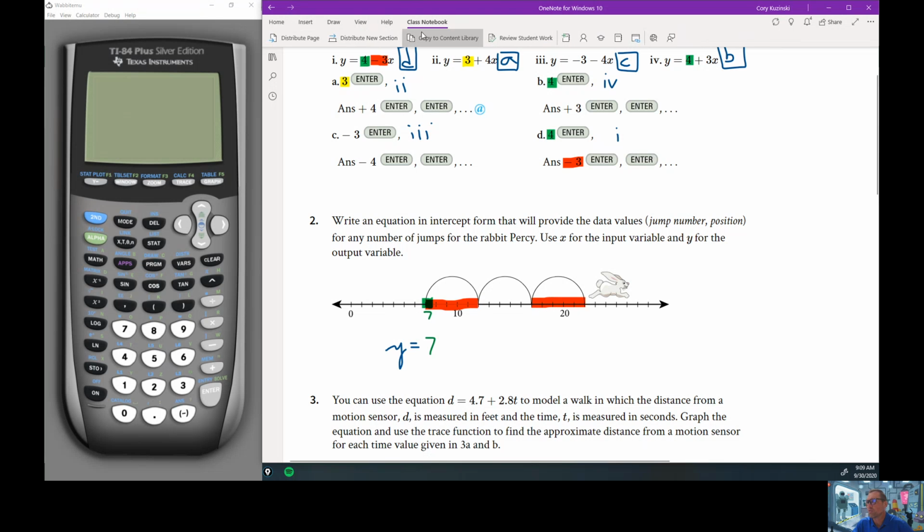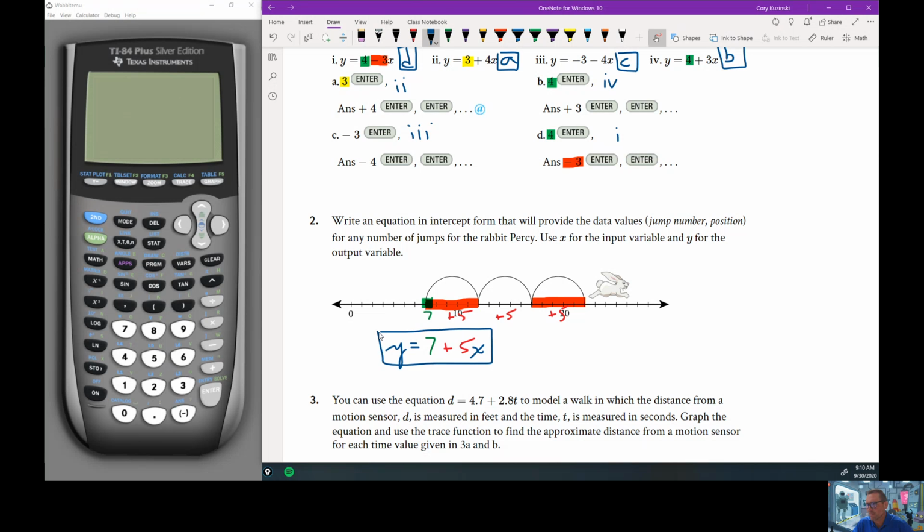And it looks like Percy is jumping 1, 2, 3, 4, 5. So adding 5. Yeah, adding 5 every time. So plus 5 times X. And that would be our equation. Y equals 7 plus 5X.